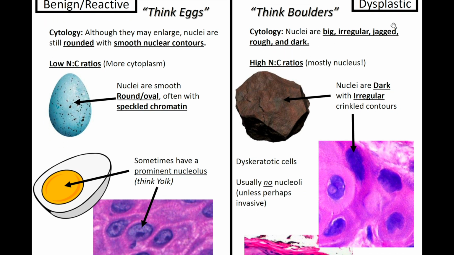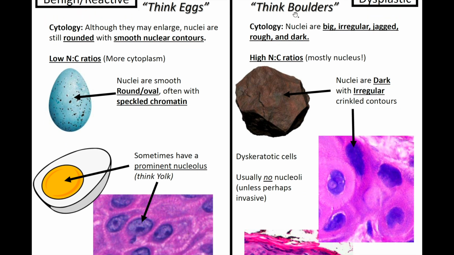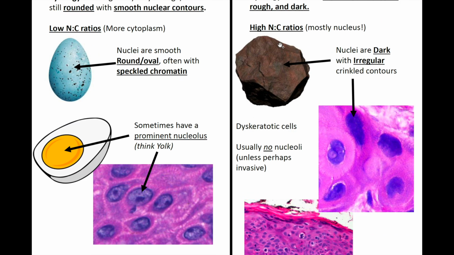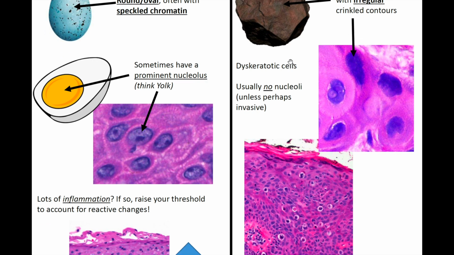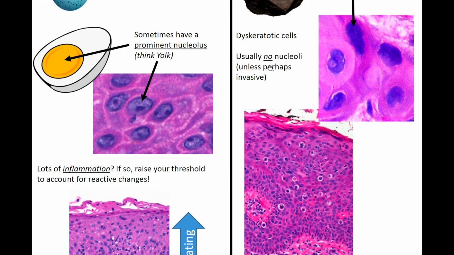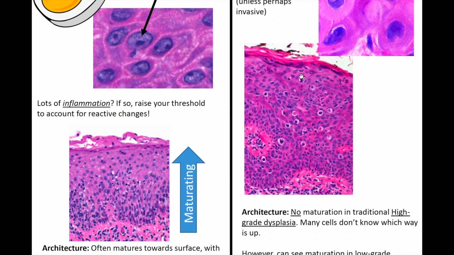However, in the dysplastic category, you want to think boulders. Cytology-wise, the nuclei are big, with an irregular, jagged, rough, and dark appearance. High N-to-C ratios. It's mostly nucleus that you're seeing. The nuclei are dark with irregular, crinkled contours. You'll have dyskeratotic cells and usually no nucleoli unless perhaps it's invasive.